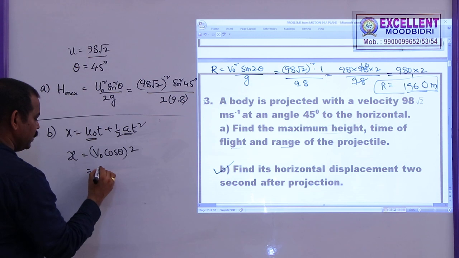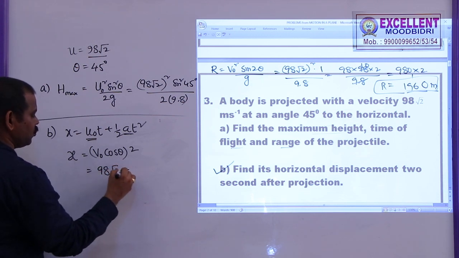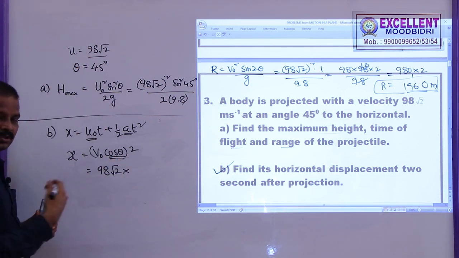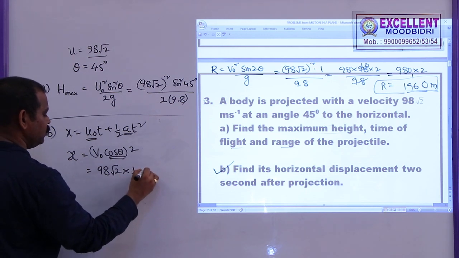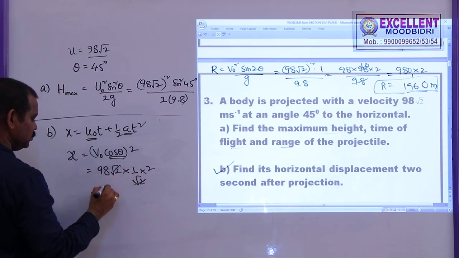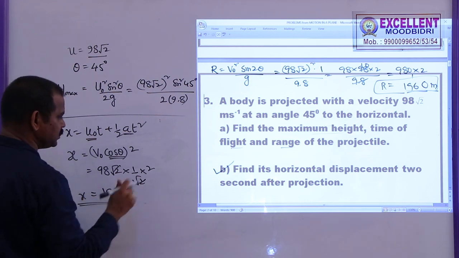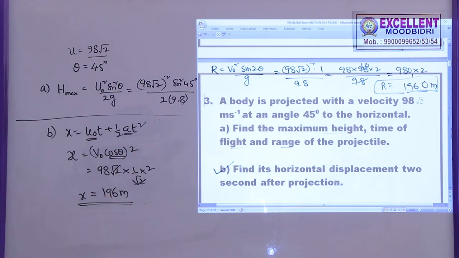Now this will be 98 root 2. This is cos 45, this is also 1 by root 2, into 2. This cancels. This is 196 meters. This is the horizontal displacement in 2 seconds.